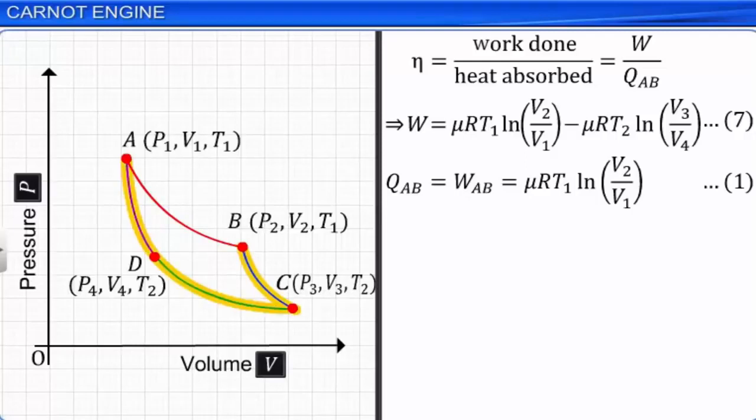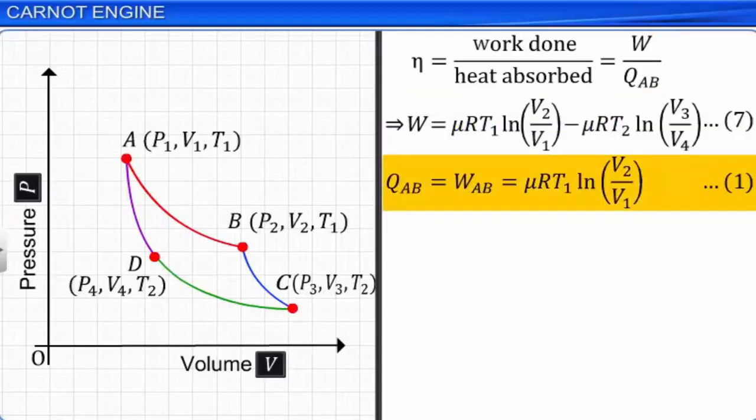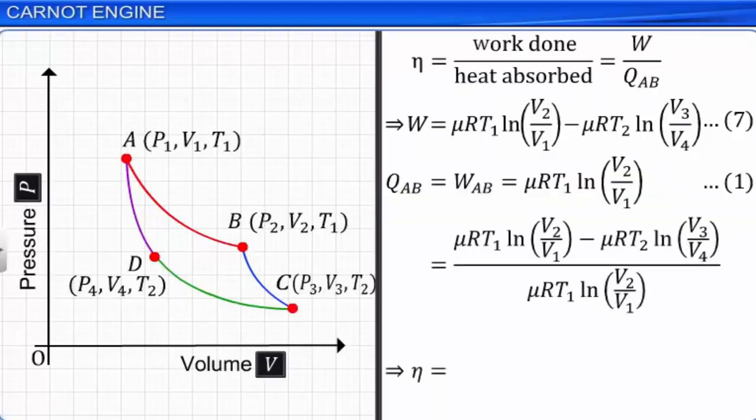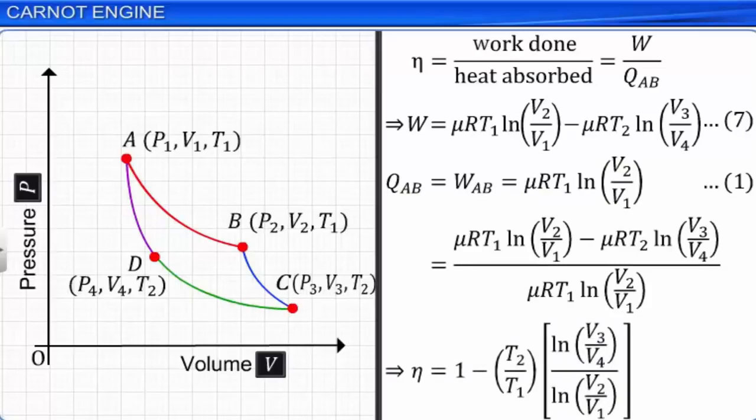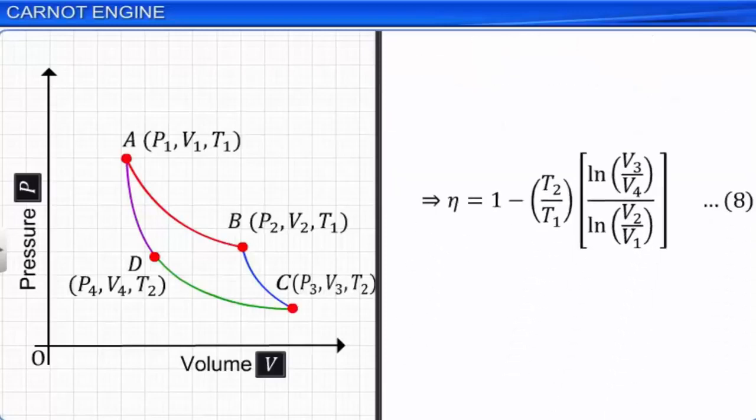Substituting the values for W and QAB from equations 7 and 1, and on further simplification, we have eta is equal to 1 minus T2 by T1 into ln of V3 by V4 divided by ln of V2 by V1. Let this be equation 8. Equation 3 can be rewritten as V2 by V3 is equal to (T2 by T1) to the power of 1 by (gamma minus 1). Let this be equation 9.